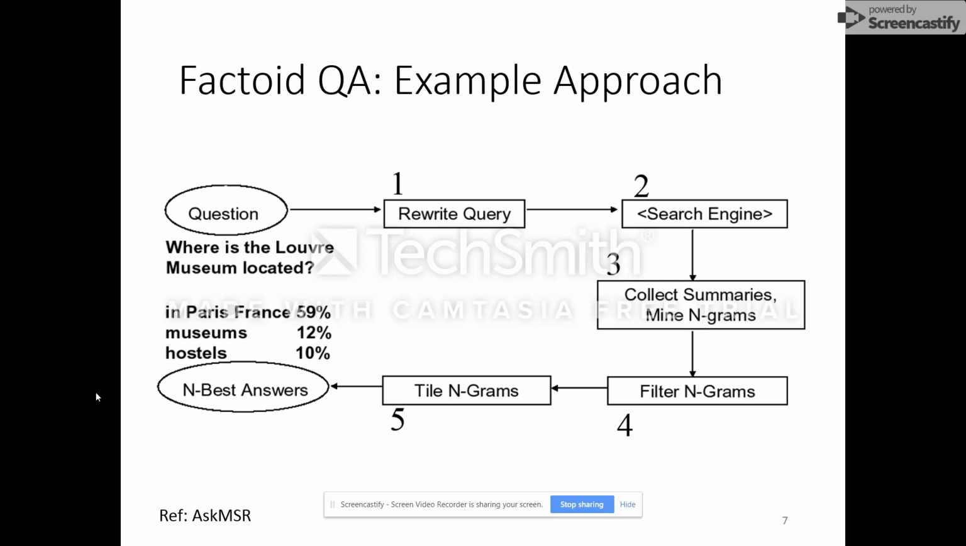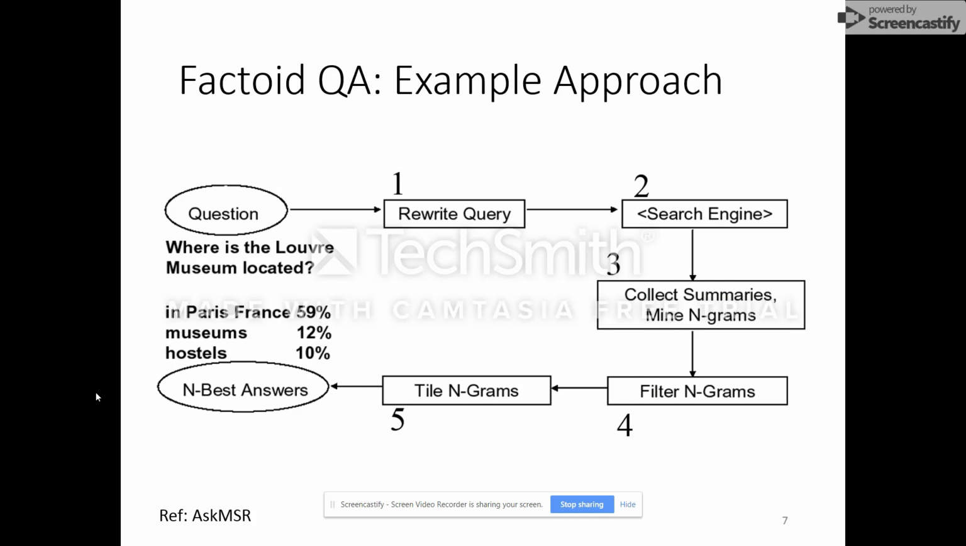And the results corresponding to the web search queries that you have formulated. Then you would filter these n-grams and tile these n-grams, like place them together so that they align well, and so on and so forth, and you might get the n best answers. And this is a particular instance of a factoid question answering system, which is the Ask MSR system.